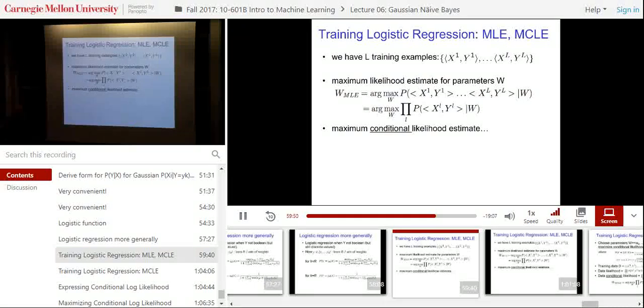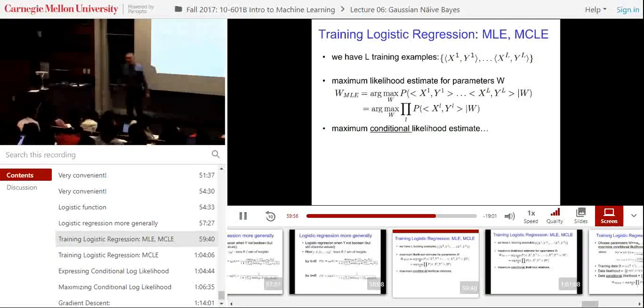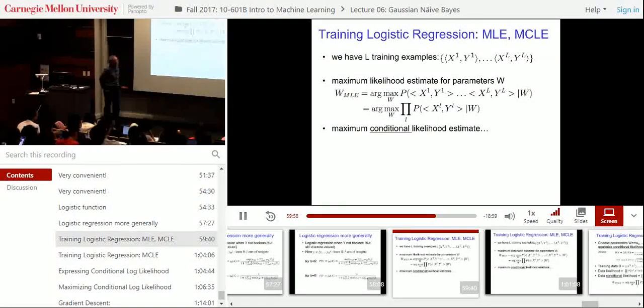Okay, so now how do we train this? How do we estimate those parameters, those W0, W1, W2, all those things? Well, we only know 2 things. We know how to do maximum likelihood estimates, how to derive those. We know how to do MAP estimates.